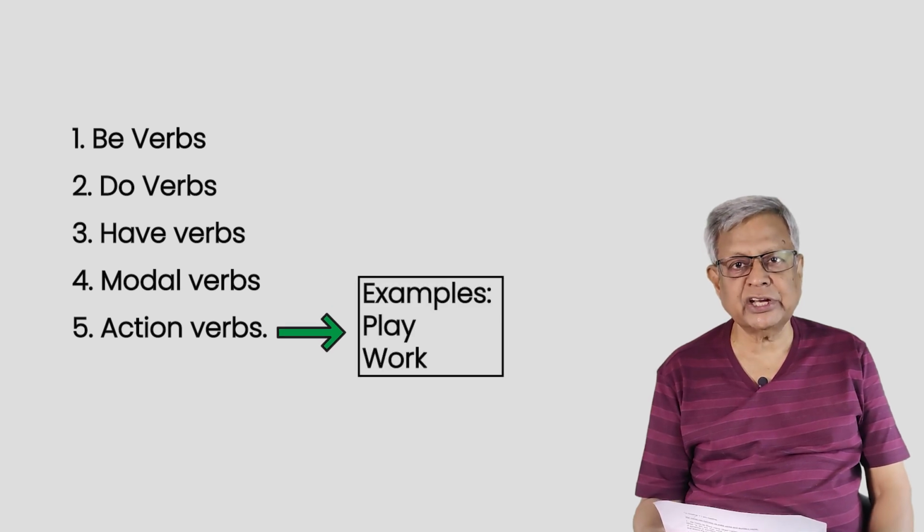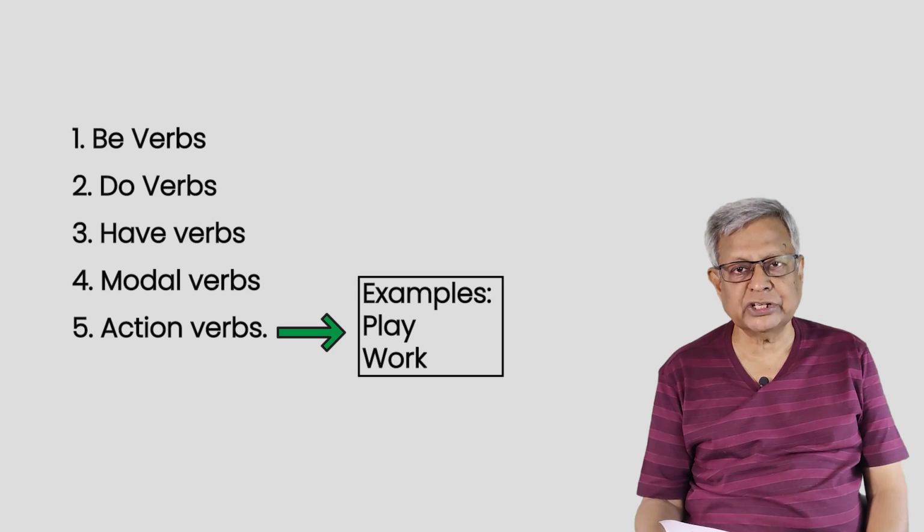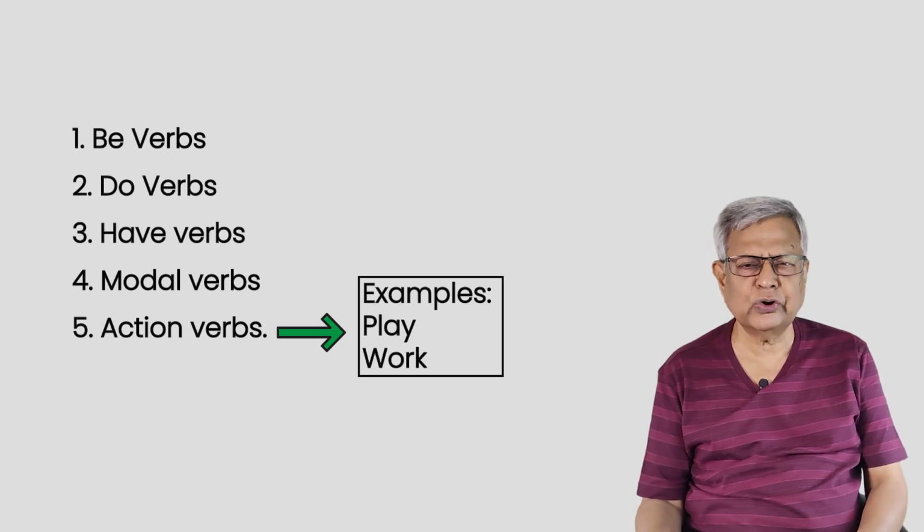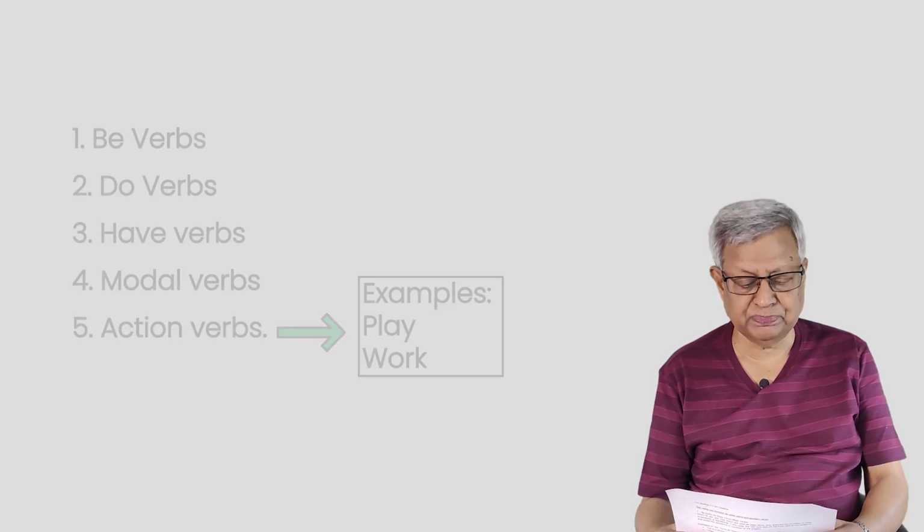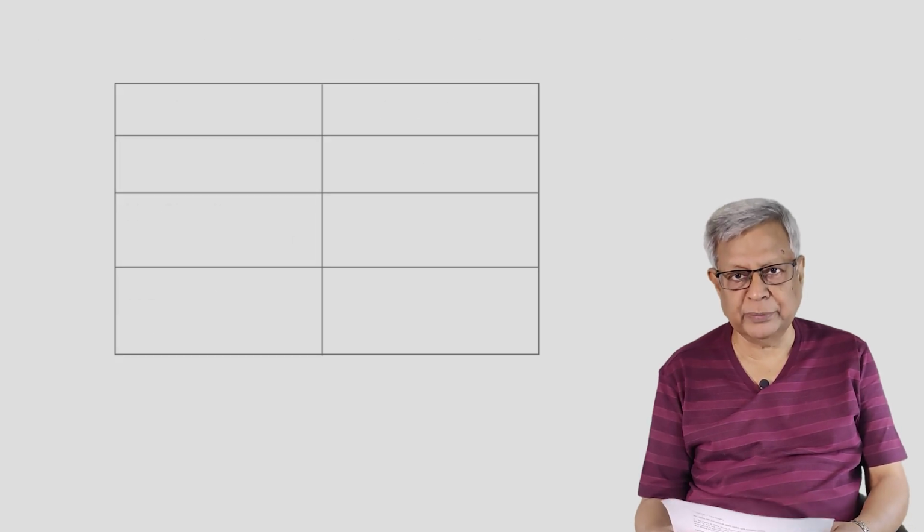And finally, action verbs. The very word action means there is some action. A typical example is: he plays tennis on Sundays. Play is an action, so that's an action verb. There are a lot of action verbs in the English language. So now we are going to discuss be verbs only, the first one.